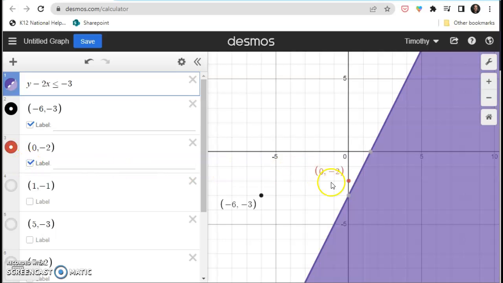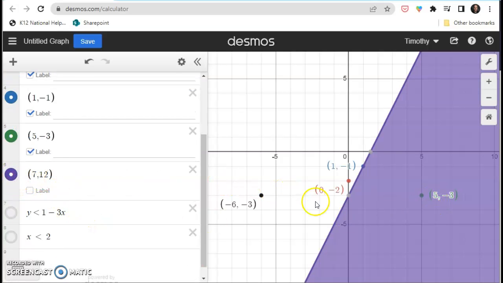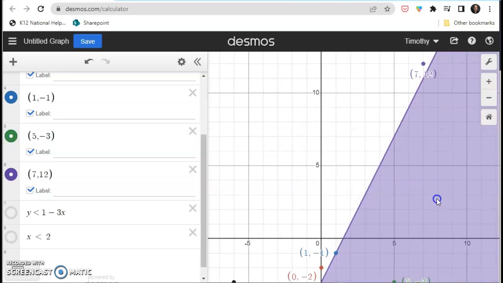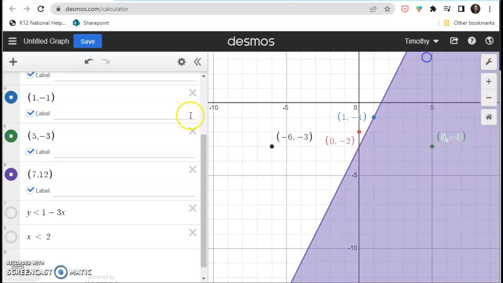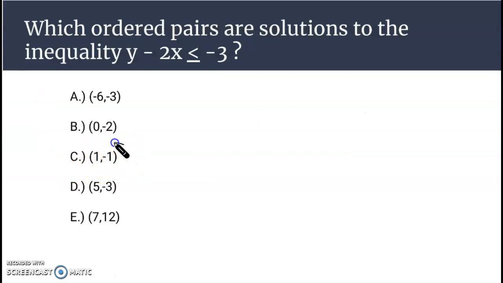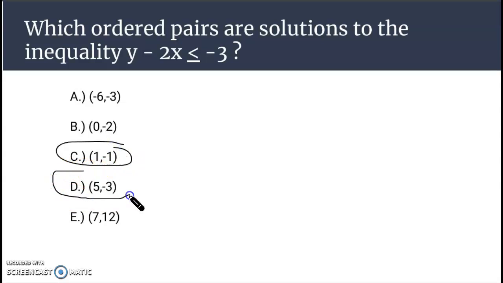Here's 0, -2. We can see that right here. Again, falls outside of the shaded region. Here's 1, -1 on the line, so it works. And then 5, -3, we can see that. There it is over here. That works. And then finally 7, 12. Zoom out a little bit or move up to see it. There it is. It falls outside. So the ones that solve it, 1, -1, 5, -3. I think that was choice C and D. There we go. You can use Desmos to see whether points solve inequalities.